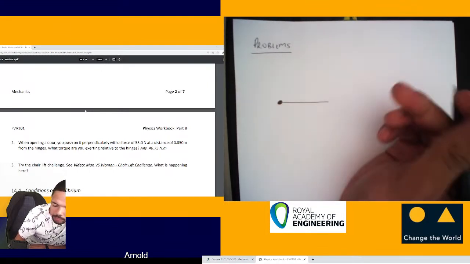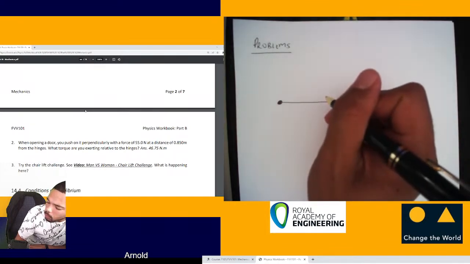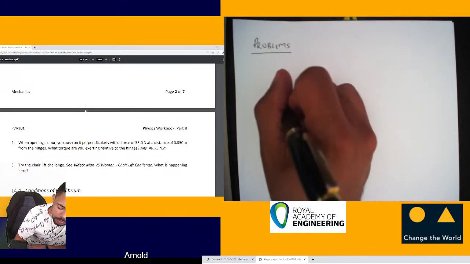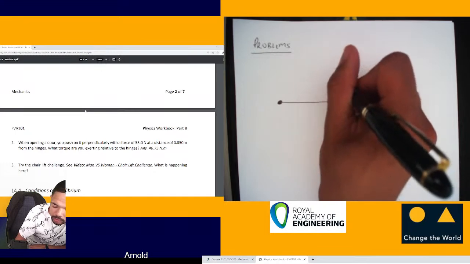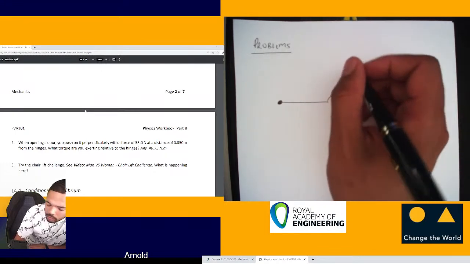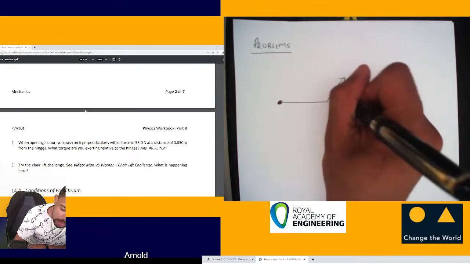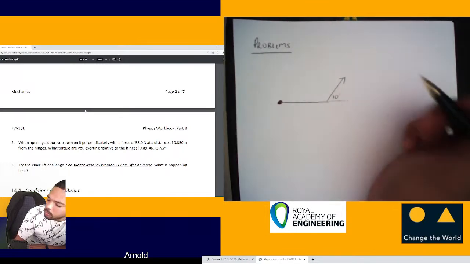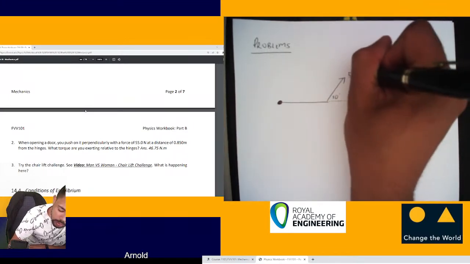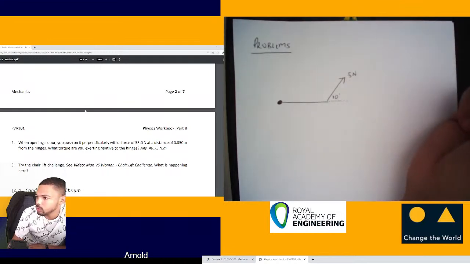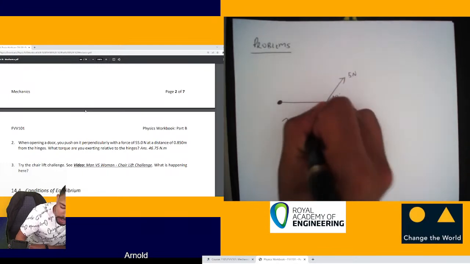We have some object and a force pulling this object in that direction, and that force makes an angle of 30 degrees with this object. This force is 5 newtons. They want the torque. What is the torque?